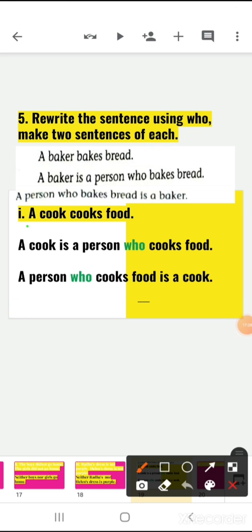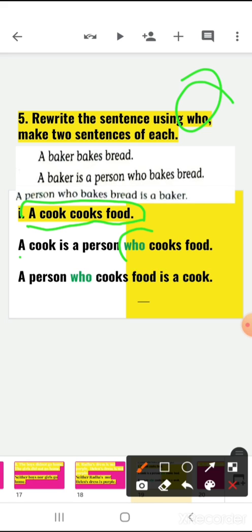Yes children. This is the question given to us. A cook cooks food and we have to make 2 sentences using who in both the sentences. A cook is a person who cooks food. Correct? Second, a person who cooks food is a cook.